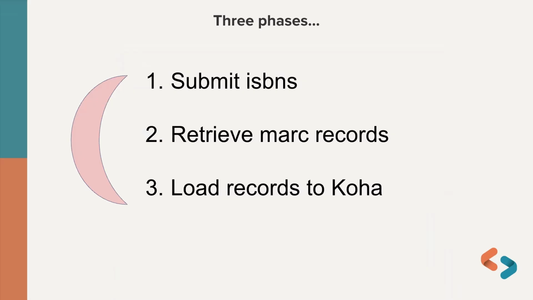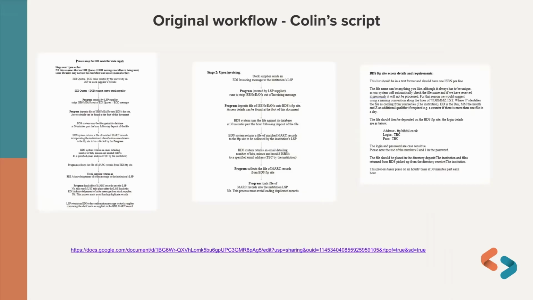So, what are we doing with the auto response? There are three phases to it, and I hope you like the nice moon analogy I've done here. The first phase is submitting your ISBNs to BDS. The second is retrieving the records from them, and the third is loading them to Koha. So let's just run through a little bit of the detail of that.